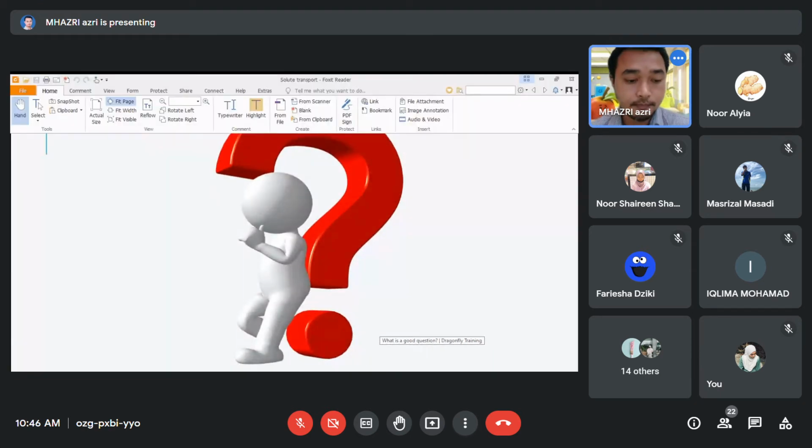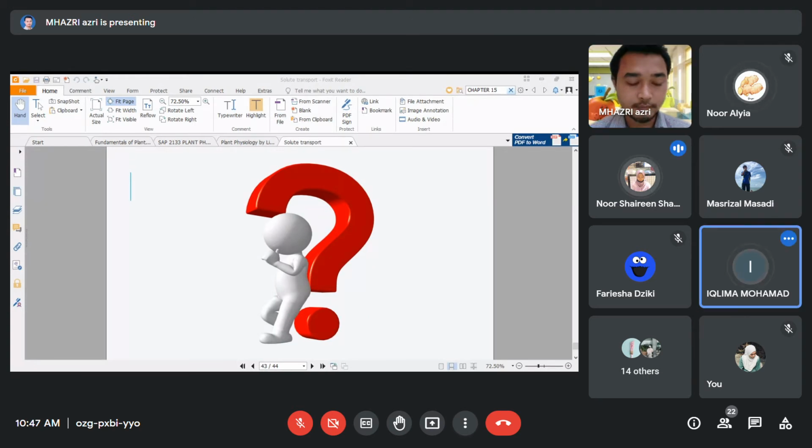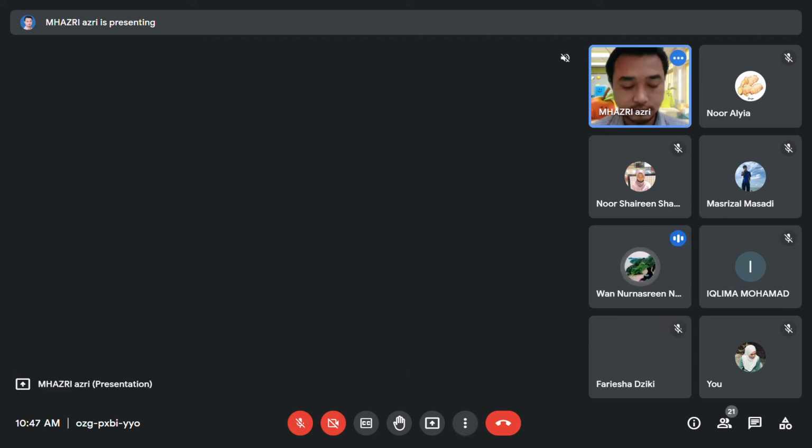Ada soalan tak orang tanya? Tak ada. Semua okey je? Okey. Ya, semua okey doktor. Baguslah awak. Semua faham. Okey. So kita rehat 3 minit ya. 10.50 nanti kita sambung balik. So nanti kita sambung untuk topik minggu kelima. Boleh? Boleh, doktor.